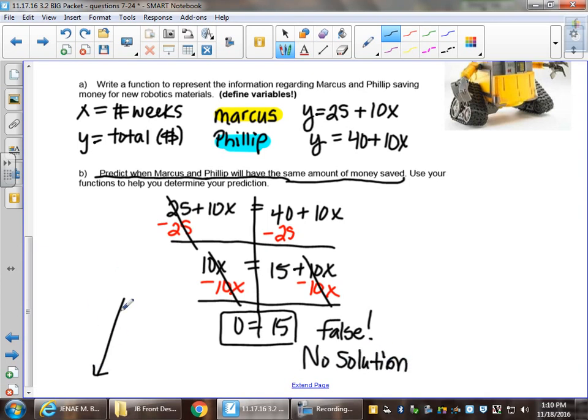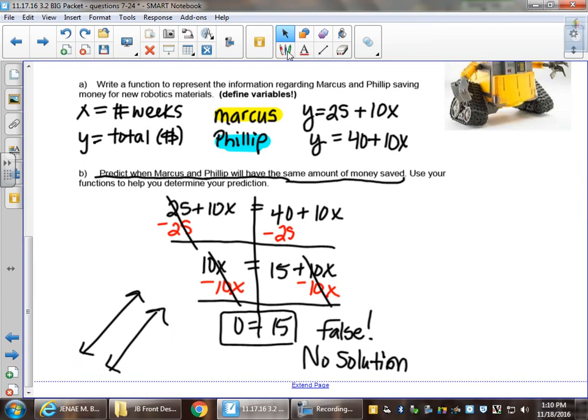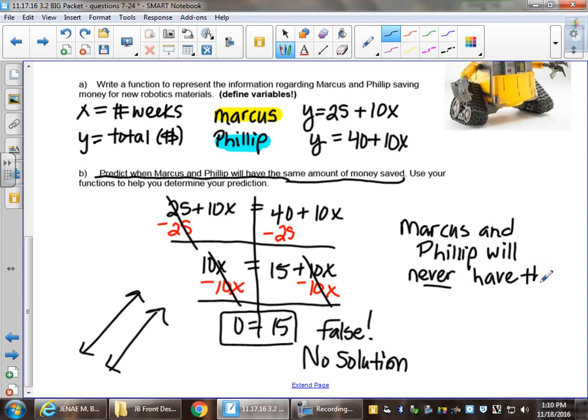On a graph, these would be parallel lines. What does this mean? Marcus and Philip will never have the same amount saved.